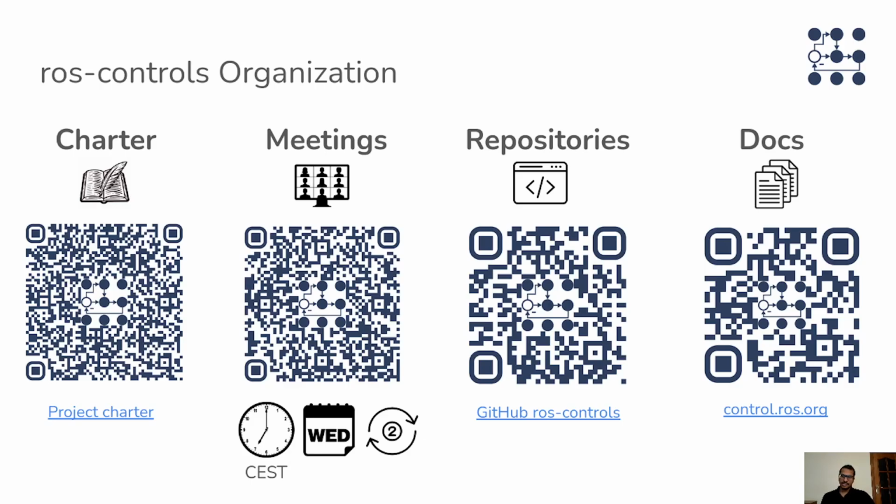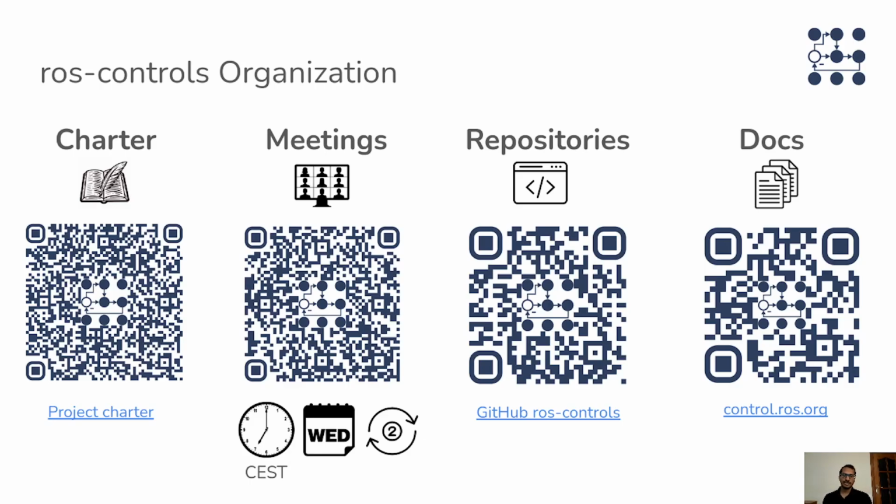So we have a project charter. If you're interested to know about the ROS Controls project, please take a look. Please scan the QR code. We do bi-weekly meetings. We do a meeting every 2 weeks on Wednesdays at 7 p.m. Central European time. If you would like to join, please scan the QR code.